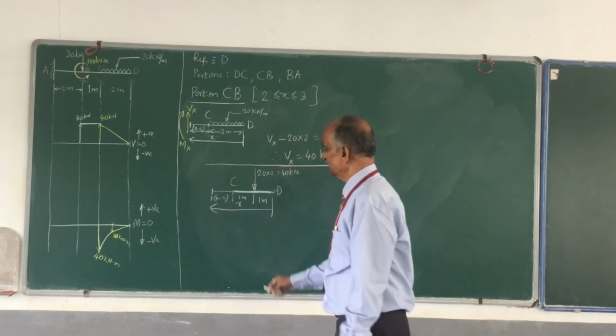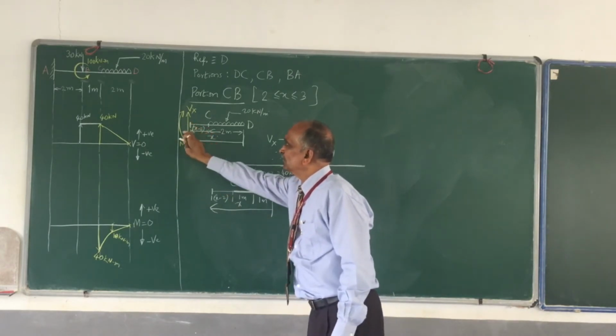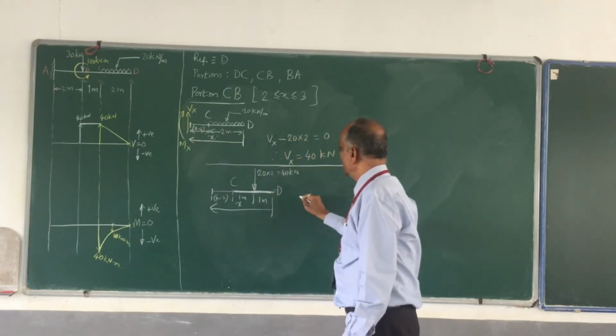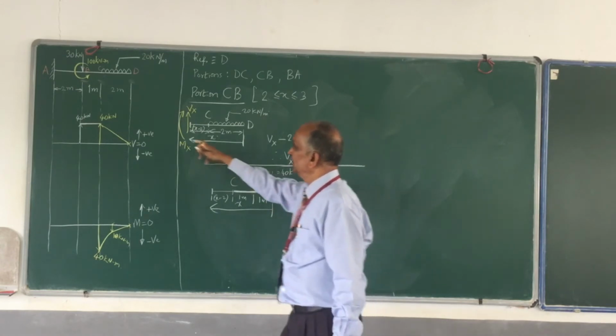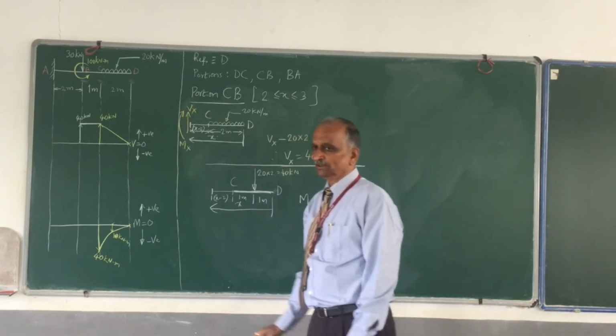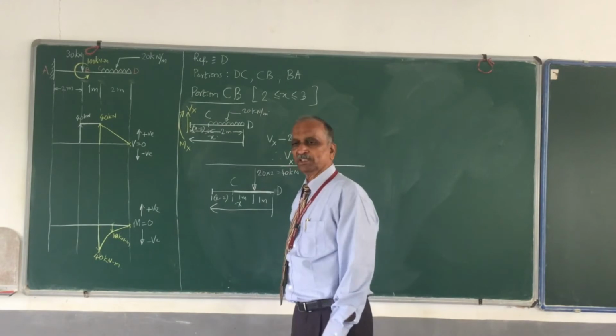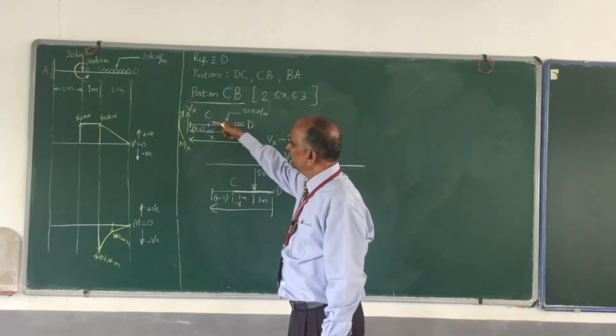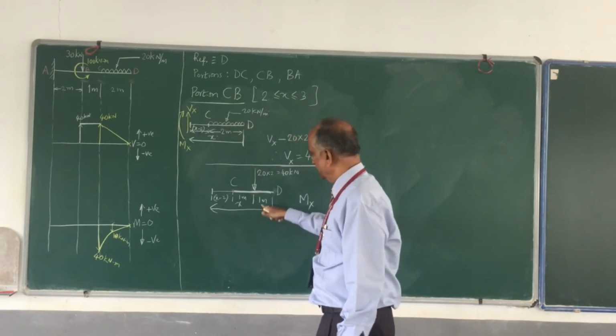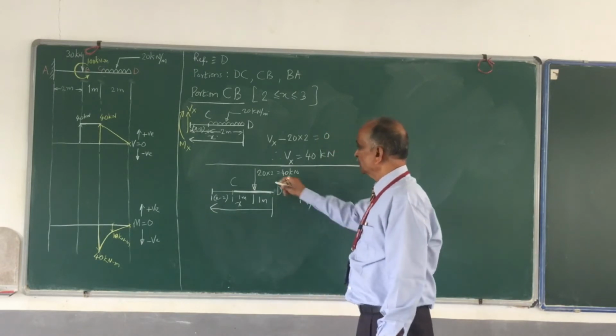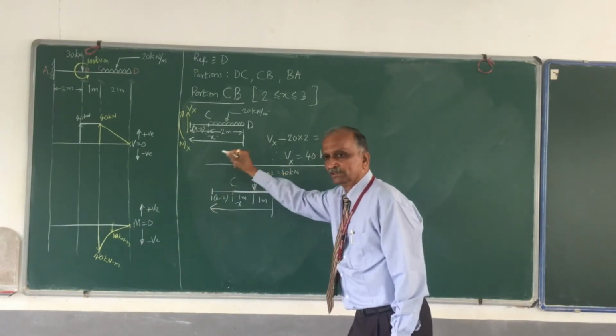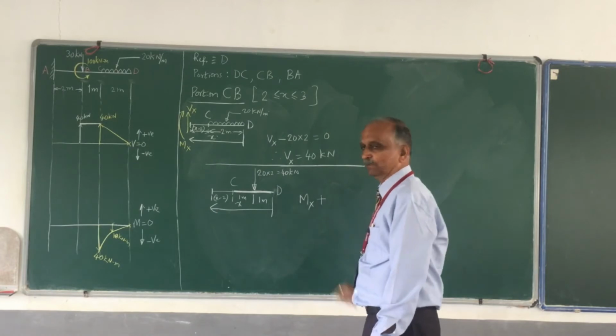Now let me start. I am taking moment about the same section that I started, Mx. My clockwise moment is positive. Vx will not produce any moment. Then the moment because of this UDL that I have shown here. So what is the direction first of all? It is the same, clockwise, therefore it is plus.